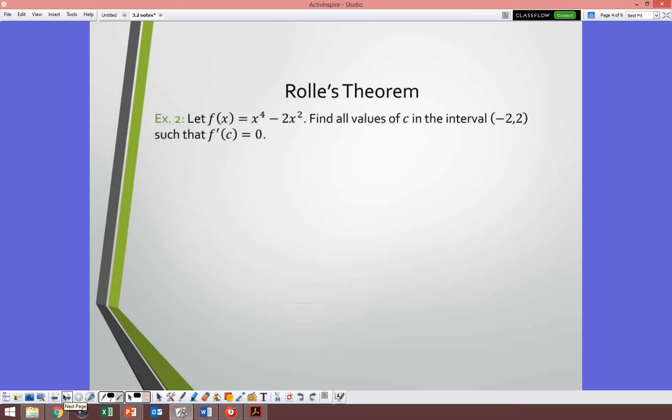Okay, here's another one. It gives you an interval here. If I factor this, it's going to be x squared times x squared minus 2. So x equals 0, and x equals plus or minus radical 2. Not 2, radical 2.